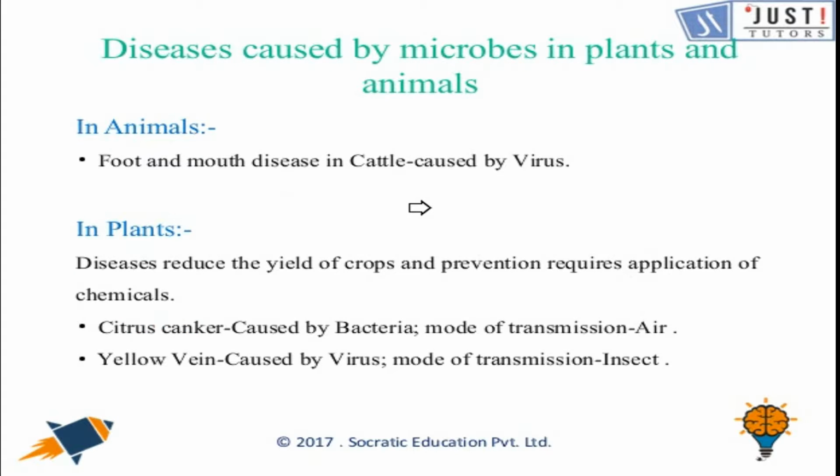Now, what are the diseases that are caused in animals and plants? We have diseases like foot and mouth disease in cattle, which is caused by a virus. Then we have anthrax, which is caused by bacteria. In plants we see diseases like citrus canker and yellow vein. And third is the rust of wheat, which is caused by fungi. Basically, these are transmitted by air or insects in the plants that we see.